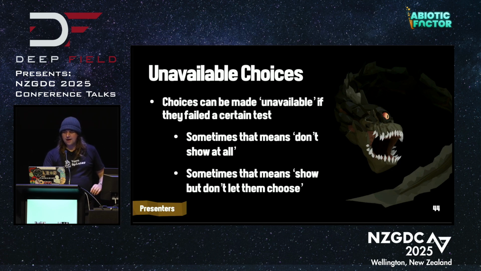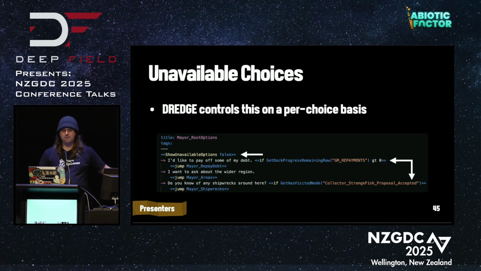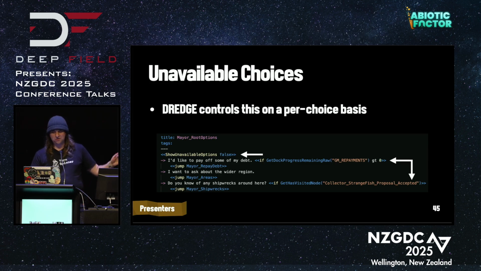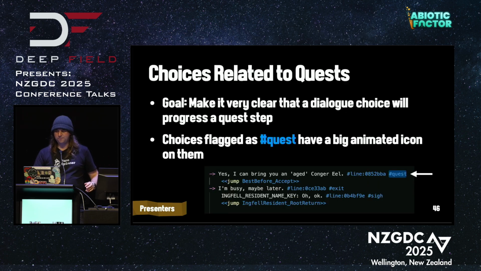Now, you might want that to vary on a dialog-by-dialog basis, and in fact, Dredge does this. There is a command called show unavailable options that they added that changes state inside the dialog presenter to ensure that they're either showing or not showing disabled dialogues. So you can see here, for example, the line, "I'd like to pay off some of my debt," is only shown if you actually have debt. But there are other ones where you need to show it but make it inaccessible.